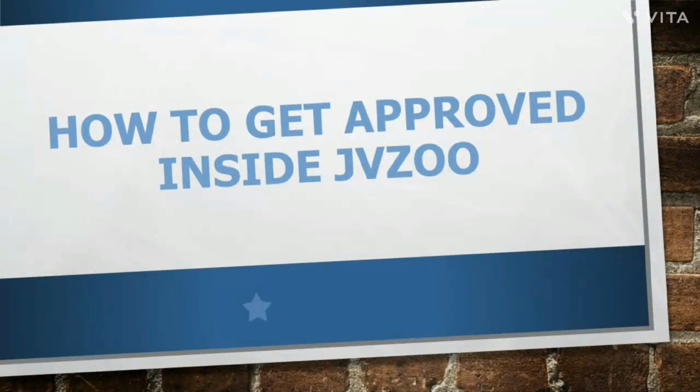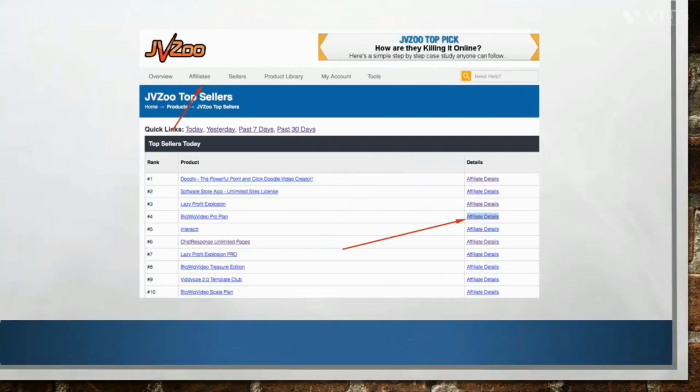In this video, I'll show you how to get approved inside JVZoo. This is especially important for people who haven't started making any kind of sales inside JVZoo or have just created an account. So after you've selected the product you want to promote, how do you get approved as a newbie marketer? Just click on the affiliate details, and JVZoo will take you inside the product creator's profile.